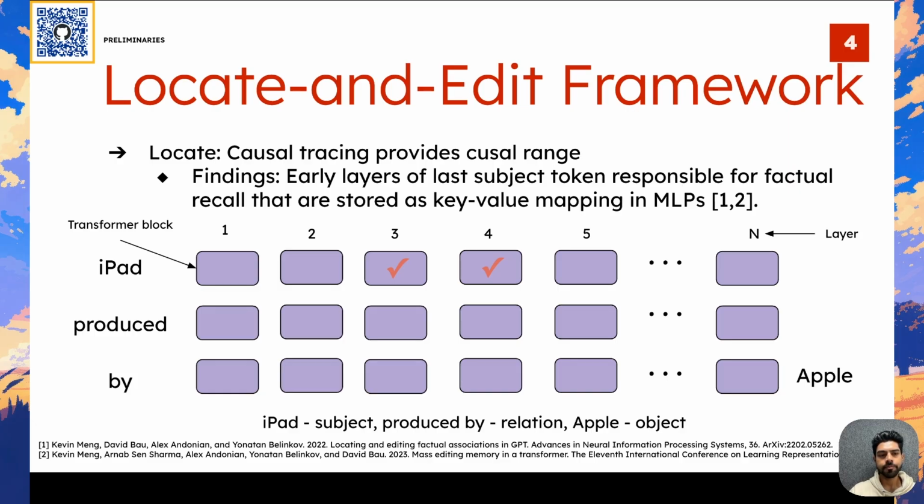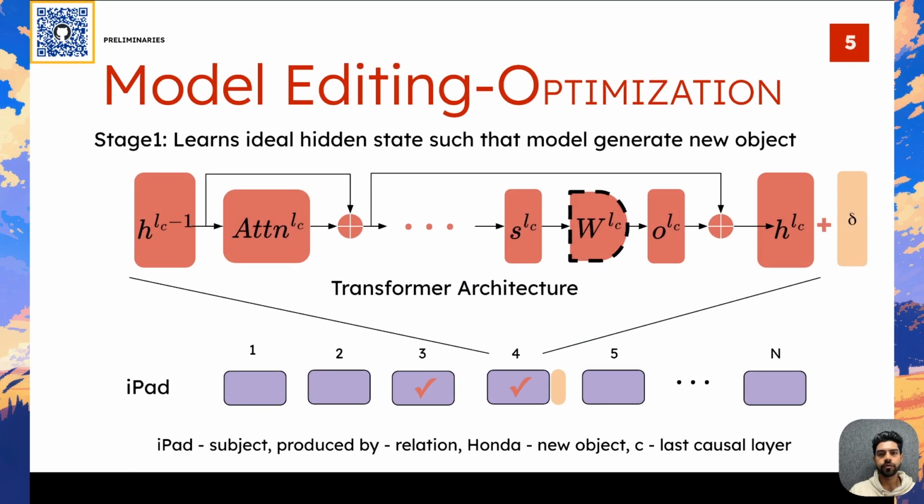Following our previous example, iPad is our last subject token, and transformer blocks attending to it from layers 3 to 4 have been identified as the causal range responsible for recalling the object Apple under the relation produced by. Once this range is identified, it remains common for all factual knowledge with the same last subject token. Then comes the model editing algorithm, which performs the editing in two stages.